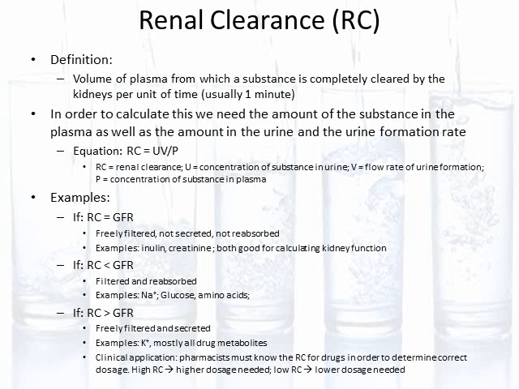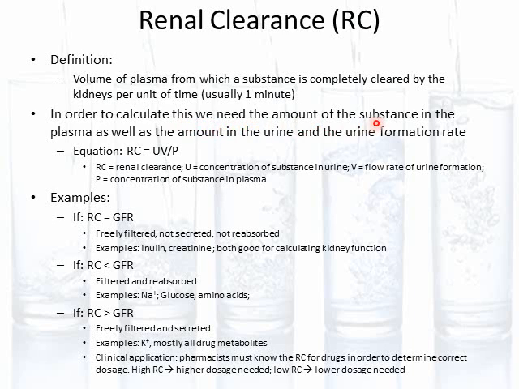Okay, so this next few slides here is just how you're going to calculate a stat called renal clearance, and you're going to need to know how to do these calculations for the IRAT and the TRAT. The definition of renal clearance is the volume of plasma from which a substance is completely cleared by the kidneys per unit of time. Okay, so in order to calculate this, we need to know a couple things.